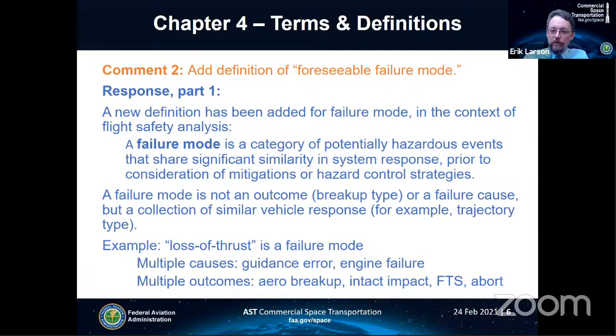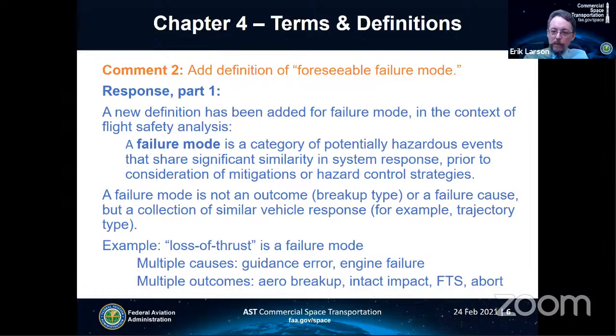So first, to clarify, there's a new definition being added for failure mode, and this is in the context of flight safety analysis. It's put in this particular AC, and it's defined as a particular category of potentially hazardous events that share significant similarity in system response prior to the consideration of mitigations or any hazard control strategies. Mitigation or hazard control are things like flight abort or a flight hazard analysis that reduces the likelihood.